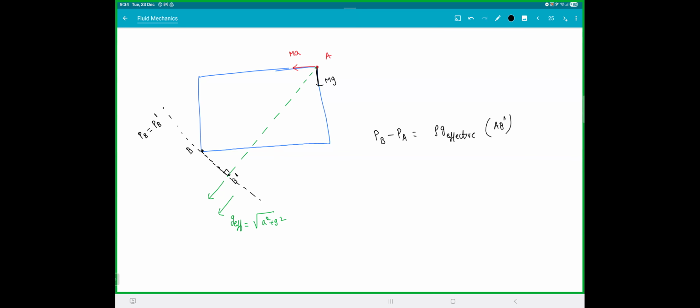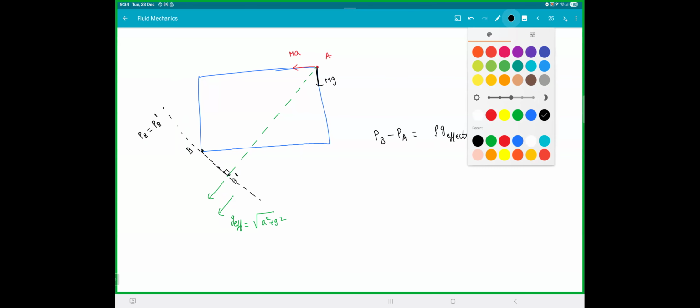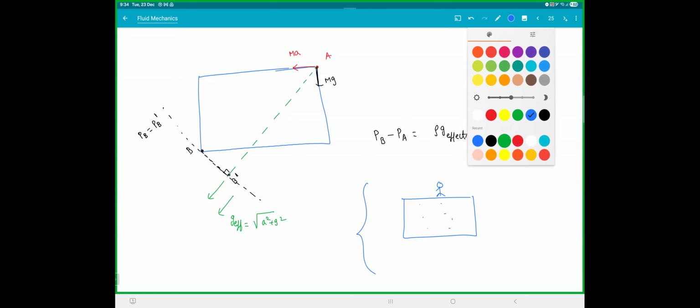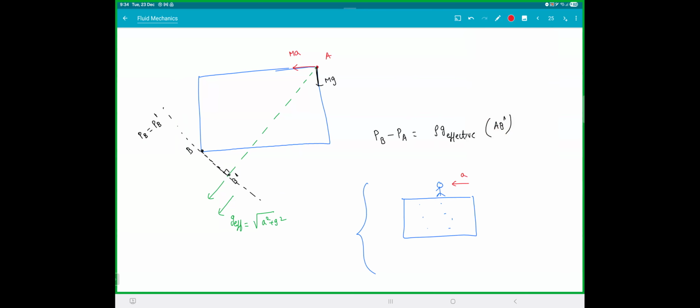So if you want to do the previous way, this was the headache, right? But this is much faster. Like IIT would do like this. So this is the container filled with liquid. I'll go and stand on the container. I will think this is the acceleration, and I will think this is the thing.